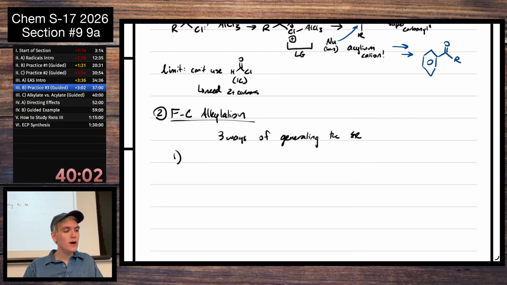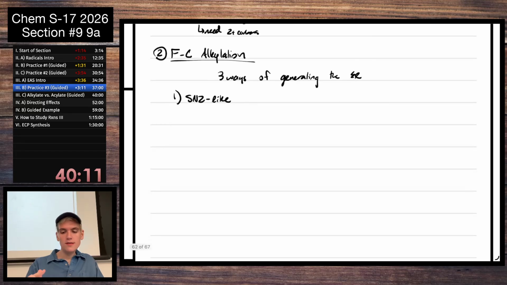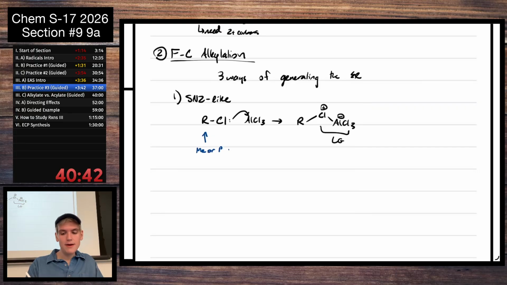So starting off, way 1, we have an SN2-like reaction. So we have our alkyl halide. She's going to associate with AlCl3, and I'm going to make that into a curved arrow here to make that a little bit clearer. We now have the Cl, AlCl3 plus minus situation that we had before, where this is a really great leaving group. And we typically do this when our R group is methyl or primary alkyl halide.